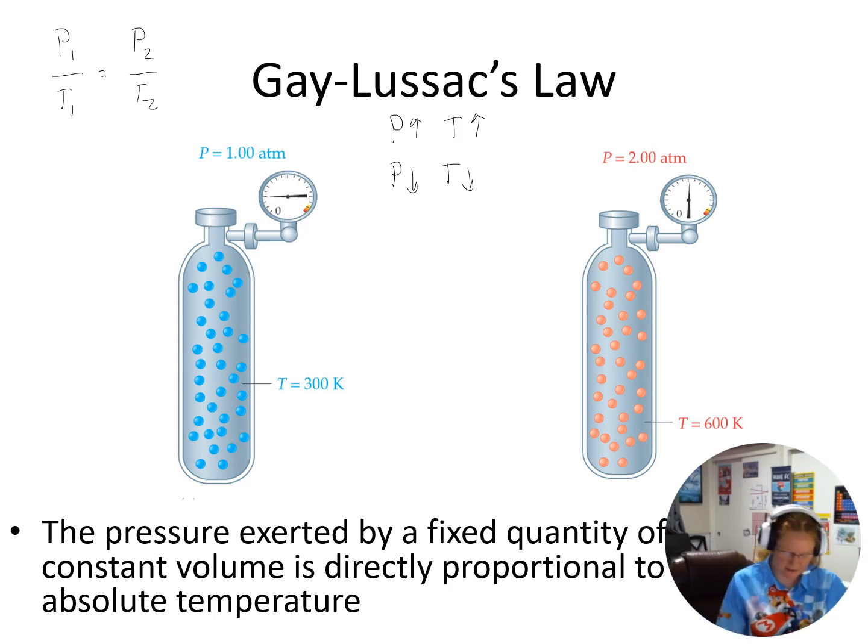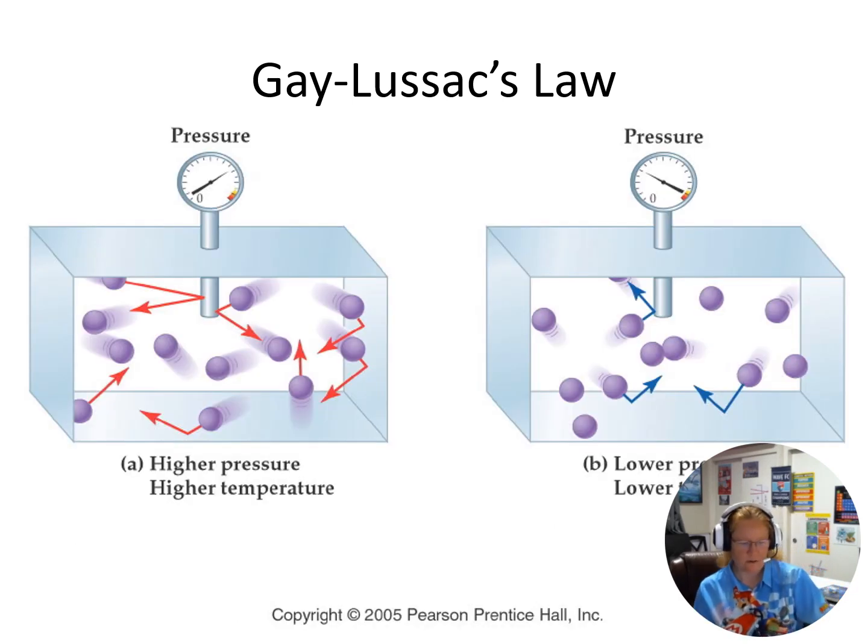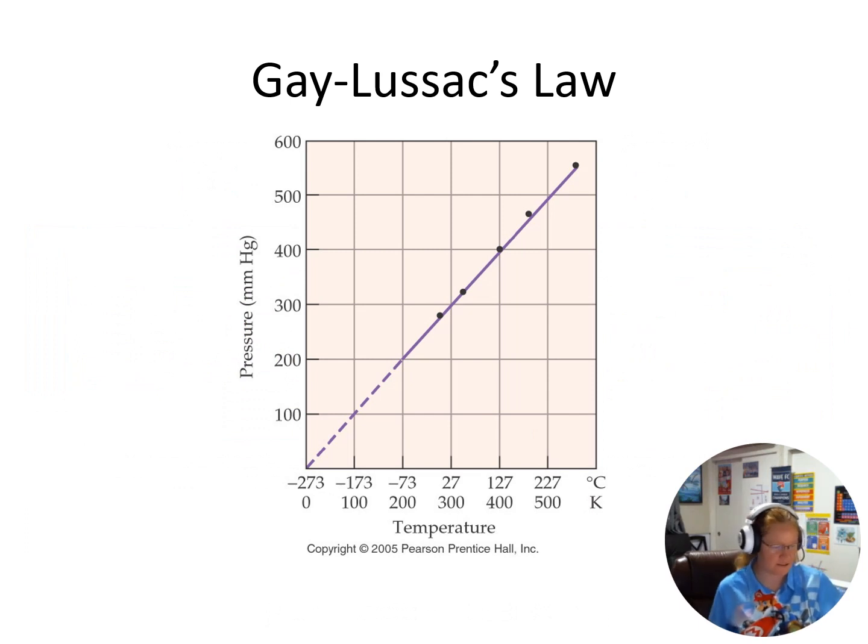Okay, and so you can see here I have 300 Kelvin and 1 atmosphere. Now I have 600 Kelvin and 2 atmospheres. All right, and so what's happening is we get a higher pressure at higher temperatures because everything's moving around more. So it's bumping into stuff more, which gives us a higher pressure. If I cool it down, it's not going to be bumping into each other as much, and so we're going to get a lower pressure. All right, and so this one also is directly proportional.